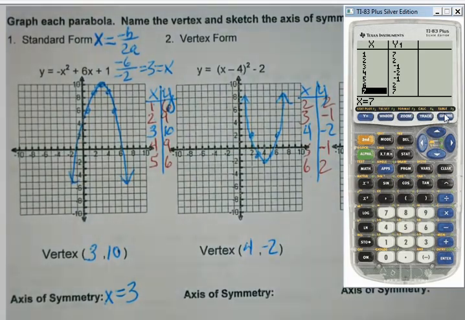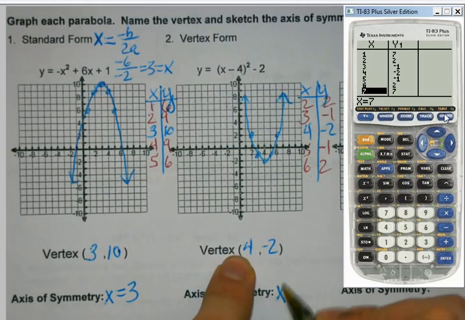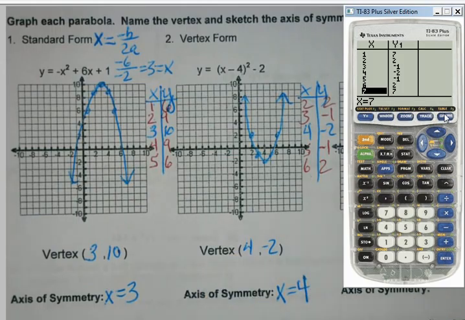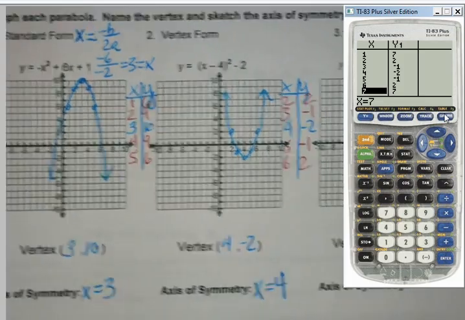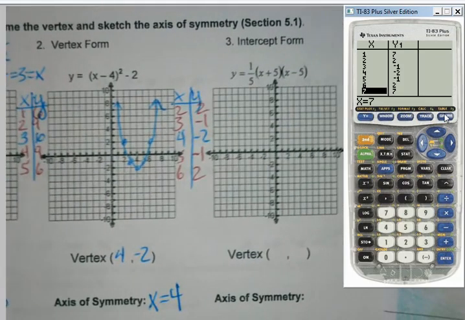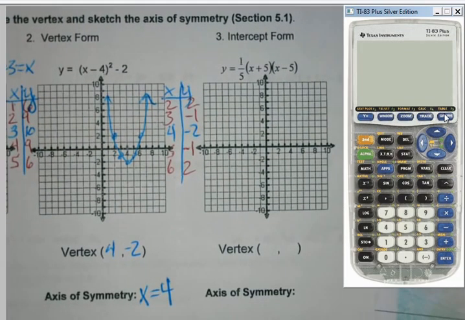And then again, my axis of symmetry, I could know that before I even graphed it. Just x equals the x value of my vertex. So again, we've always got the calculator as a backup option, but it's not something that we necessarily have to jump to.